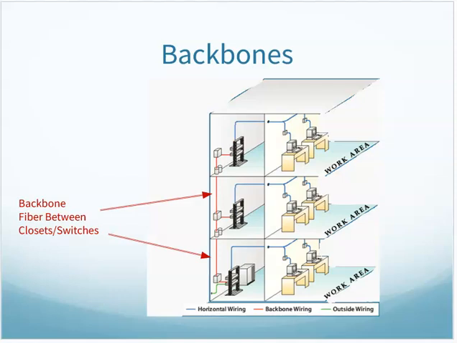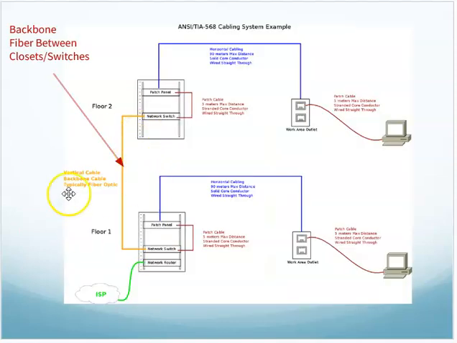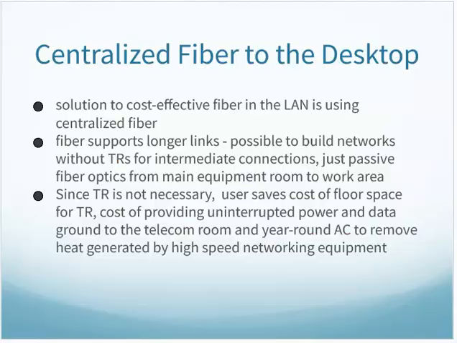Again, reminder of our backbones between our closets. Again, typically fiber for those reasons we mentioned. Centralized fiber to the desktop can be, in some cases, a cost-effective solution. Fiber supports longer links. Again, I don't need those intermediate data closets on a floor. Because of that, we save a lot of floor space, cooling space, power, UPS, all those kind of things that can add up over the course of a year.